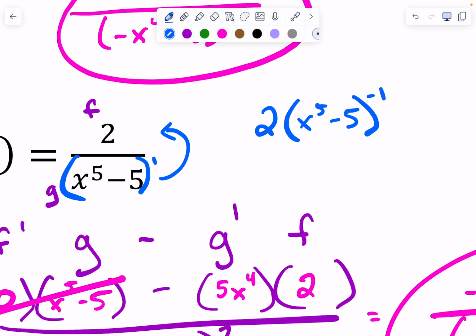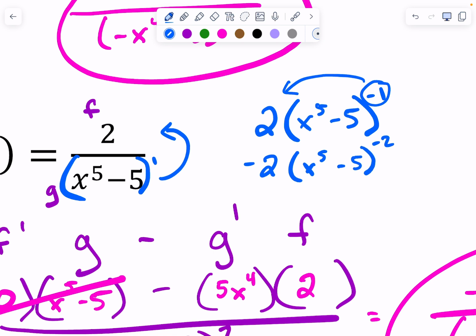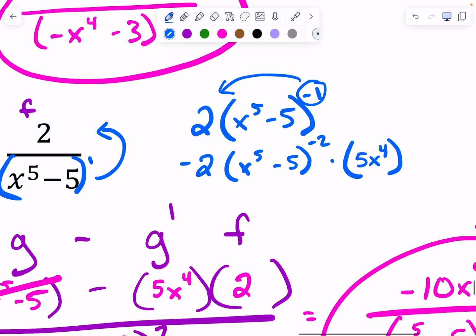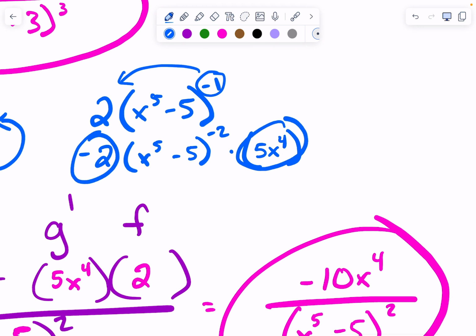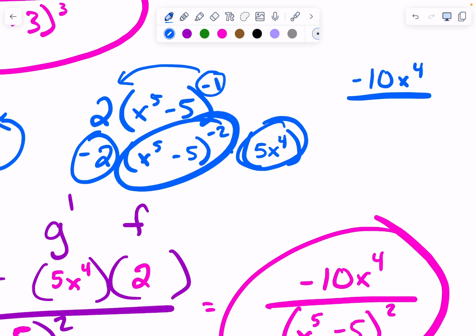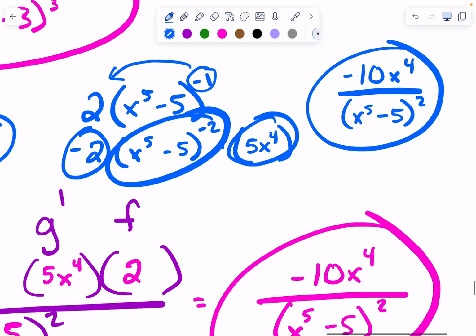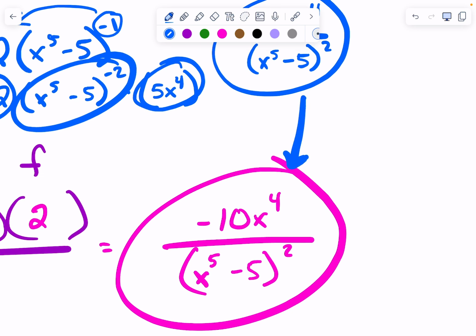Now we're going to do the chain rule to him. So the negative 1's going to come down in front. That makes this negative 2, negative 1 times 2 is negative 2. Leave the inside. Now he's to the negative second power. But we have to multiply by 5x to the 4th power. My first piece and my last piece multiplied together are negative 10x to the 4th. And then this guy is going to go back down to the bottom where he belongs, and he's going to become to the positive 2 power. Check it out. That's exactly what we got.